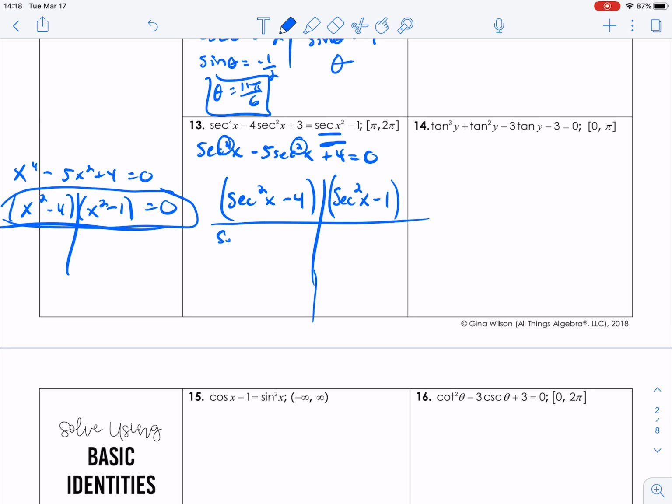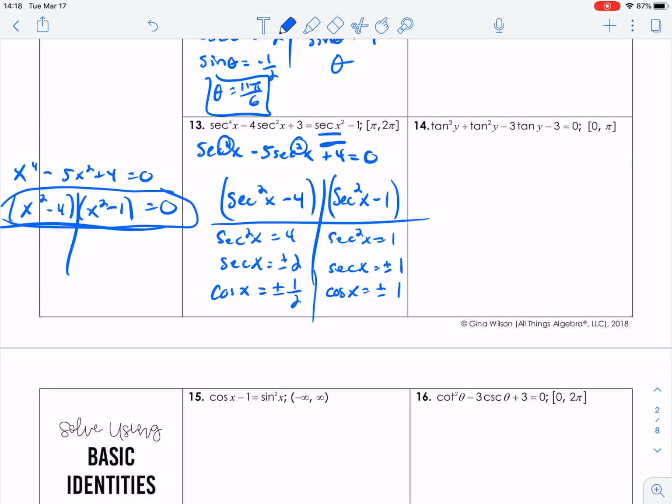So let's solve for both. Secant squared x equals 4. Secant of x equals plus or minus 2. Which means cosine of x equals plus or minus 1/2. Same thing. Secant squared x equals 1. Secant of x equals plus or minus 1. And the inverse of that is going to be the same.